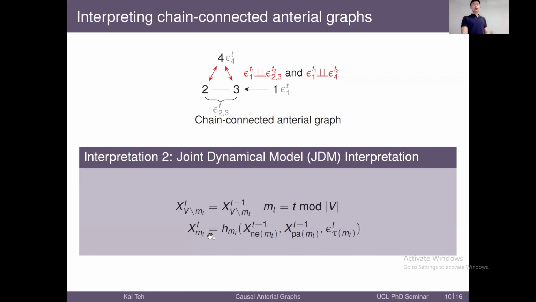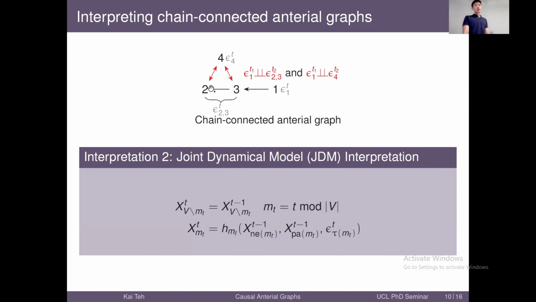And the second line just says that for the M_t that you pick to update, you update using the neighbors. Neighbor here just means the nodes that are connected to M_t via an undirected edge. For example, if M_t is 3, the neighbor of M_t is 2, right? So you use the value of that from the previous time step, and you use the value of the parents, in this case, for example if it's 3, it's 1, of the previous time step, and you pick the current time of the noise process. Here, tau M_t just means the chain component that M_t is in.